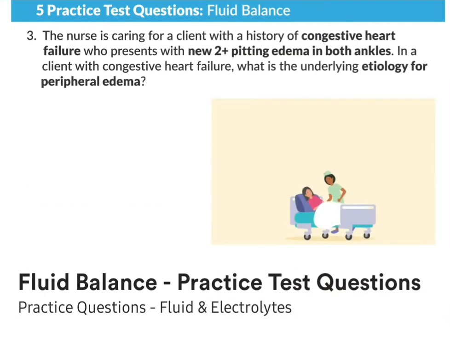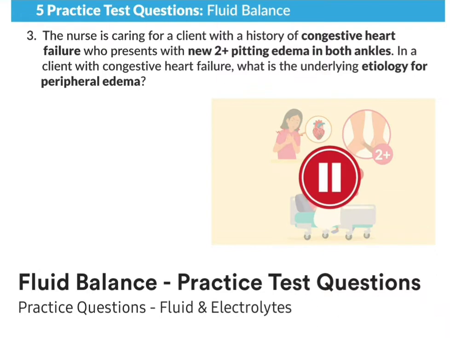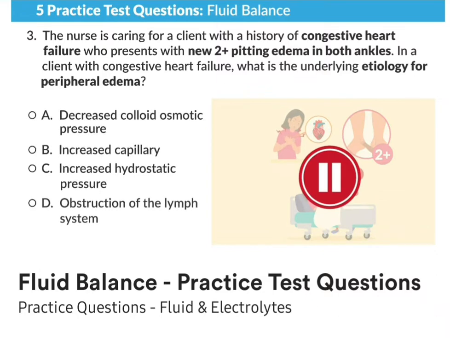The nurse is caring for a client with a history of congestive heart failure, who presents with new 2+ pitting edema in both ankles. In a client with congestive heart failure, what is the underlying etiology for peripheral edema? So go ahead and pause your screen and try your best to answer this question in about 60 seconds.